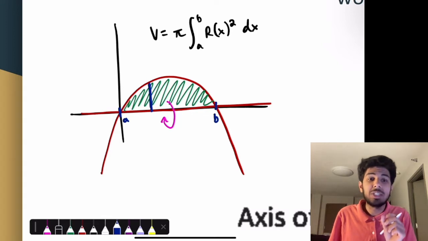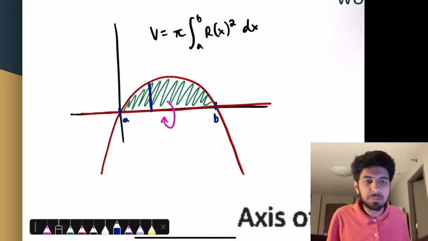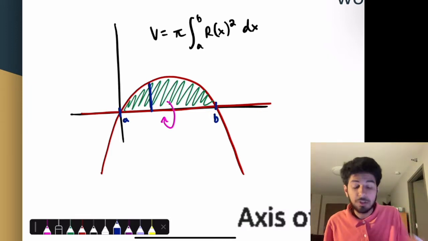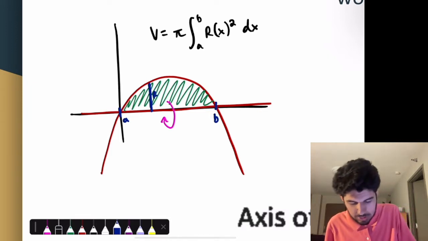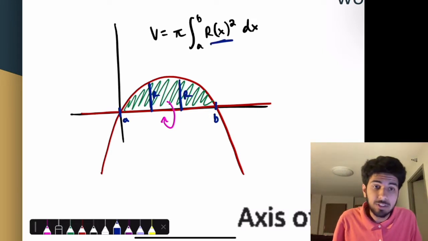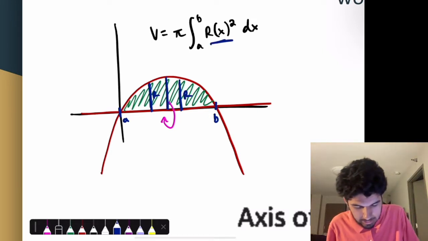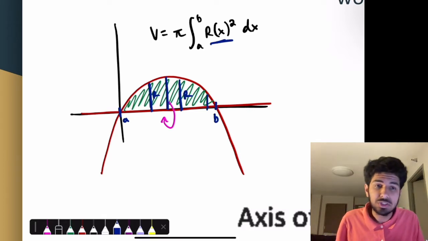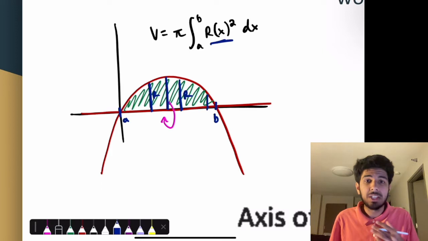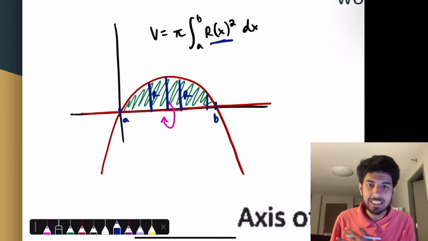Each one is its own individual disk, and we're summing up the volume of these disks, the volume being pi r squared. So this would be an r, this would be an r, and r is a function of x because, as we can see, not all r values are the same. It depends on what value of x you're at. So that's a brief recap of the disk method.